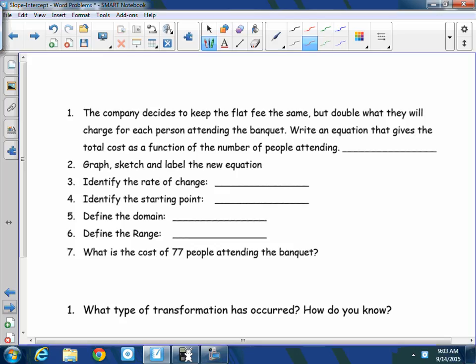The company decides to keep the flat fee the same. So now we're going to keep that 95, but double what they will charge for each person attending the banquet. So now, the 95 stays the same, but what changes?